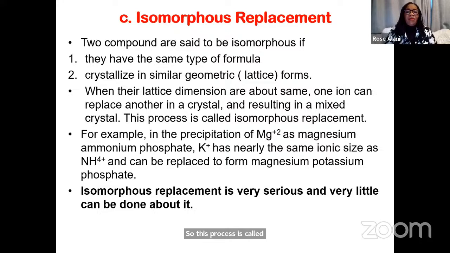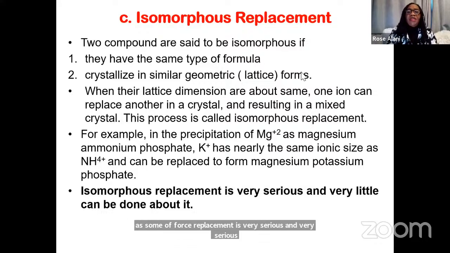I will give you an example here. In the precipitation of magnesium ion as magnesium ammonium phosphate, potassium ion has nearly the same ionic size as ammonium ion, and so can replace it to form magnesium potassium phosphate instead of the magnesium ammonium phosphate that you are trying to form. So isomorphous replacement is very serious, and very little can be done to remove it.